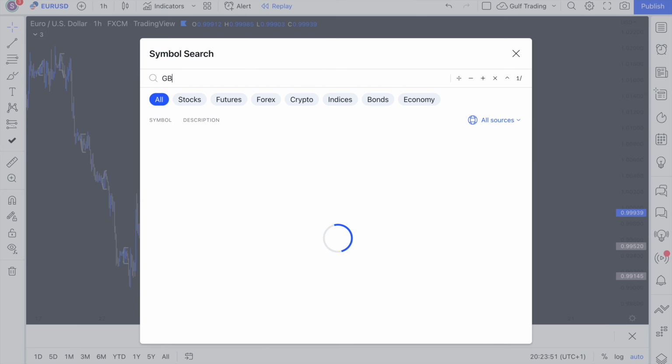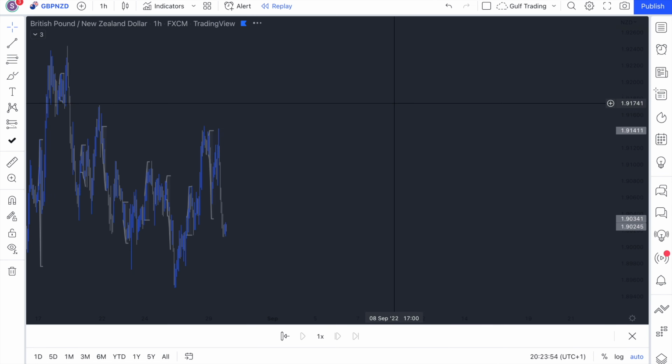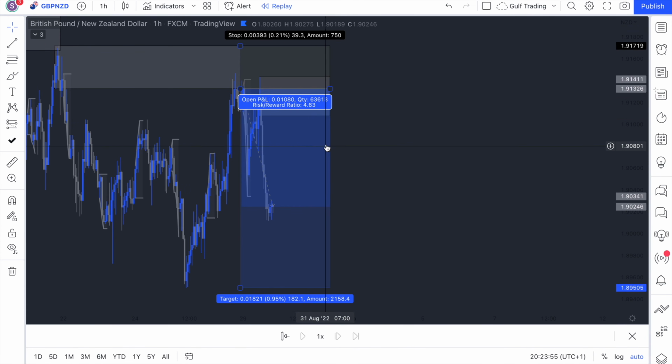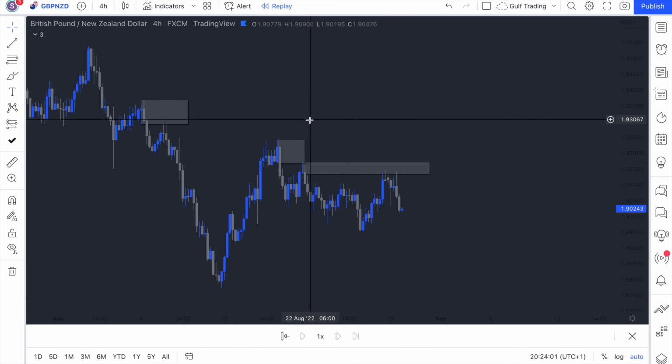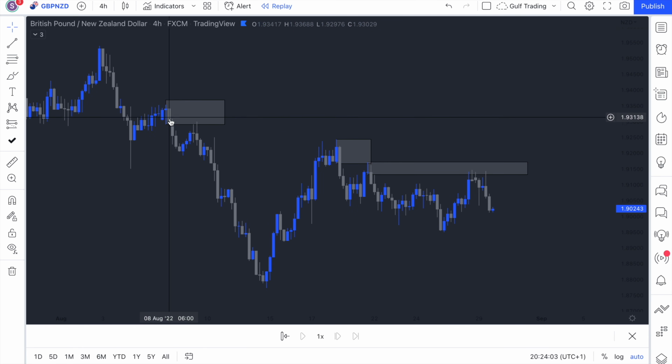And then I'll go on to GBP New Zealand for the first trade that I'm in. Let me just get rid of this. So if we go to the 4 hour, I like the 4 hour and the 1 hour. What you can see up here, first of all, something to look out for is whether supply or demand is getting respected. As you can see here, supply here has been respected before another push down.